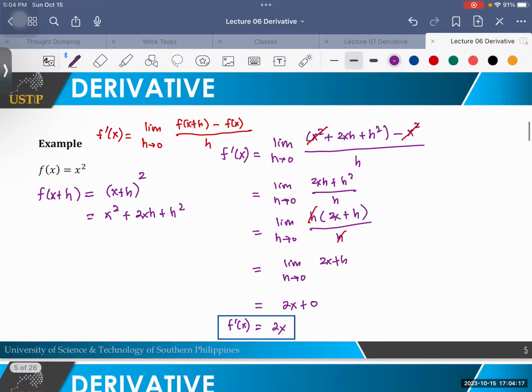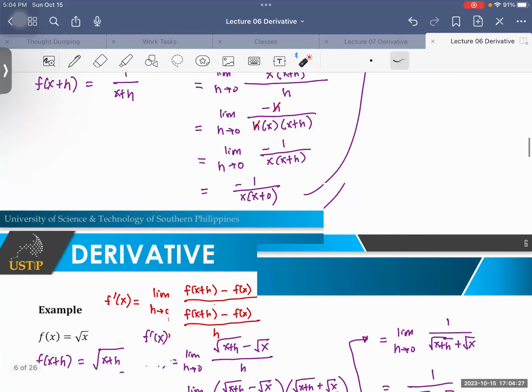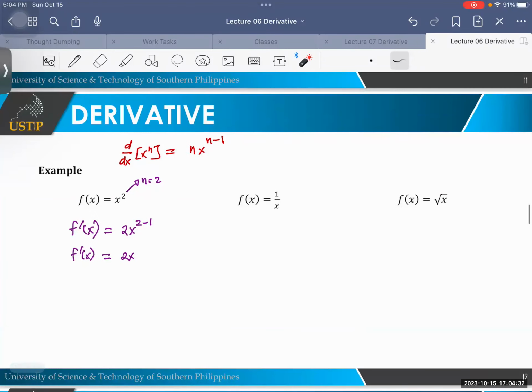Look, f of x is equal to x squared. In getting the derivative, we got 2x. So we went through a lot, but it's this easy with the power rule. Okay, now 2x. How about the second example?